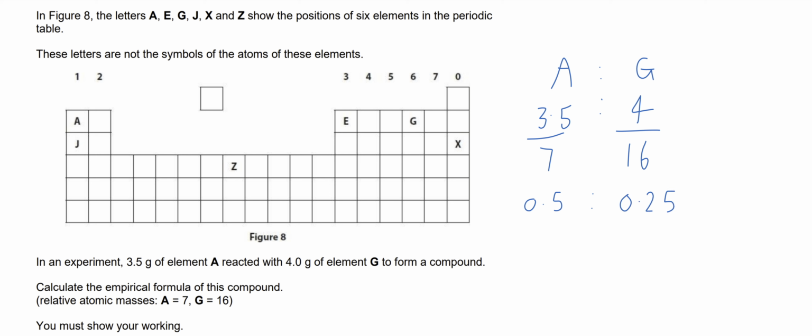And again, find the smallest number, divide throughout by it. So in this case, it's 0.25. So 0.5 over 0.25, 0.25 over 0.25. So this gives you a whole number ratio of 2 to 1. So the empirical formula of this compound is A2G.